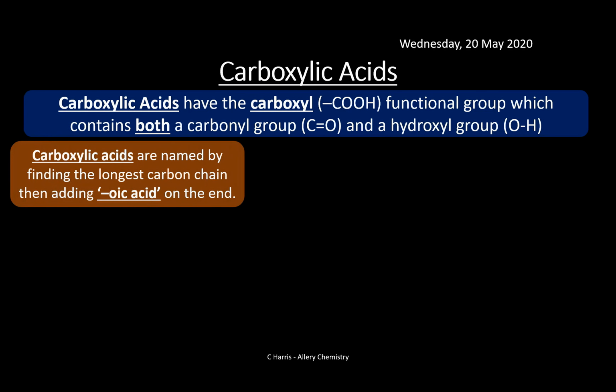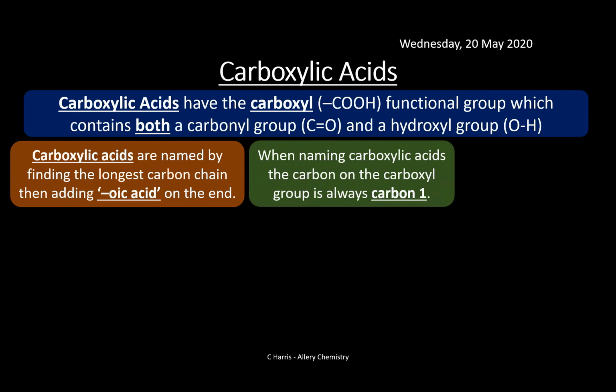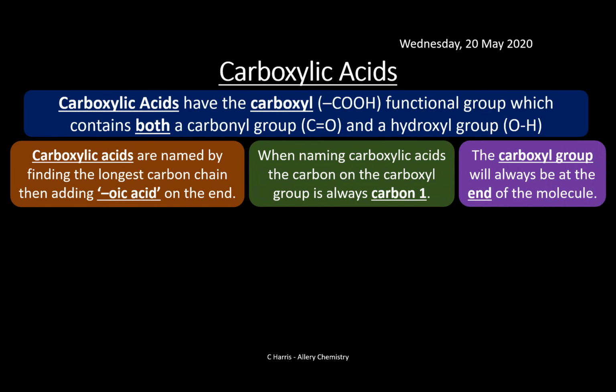So they are named by finding the longest carbon chain, just like you would do with any other group, such as an aldehyde or a ketone or an alcohol or anything like that. We find the longest carbon chain and we end it with oic acid on the end. Okay. So when we're naming carboxylic acids, the carboxyl group is always carbon 1, so that makes it nice and easy, nice and straightforward. And the carboxyl group must also be at the end of the molecule. You can't have a carboxyl group midway through the molecule, so it's always at the end. It's always a terminus functional group.